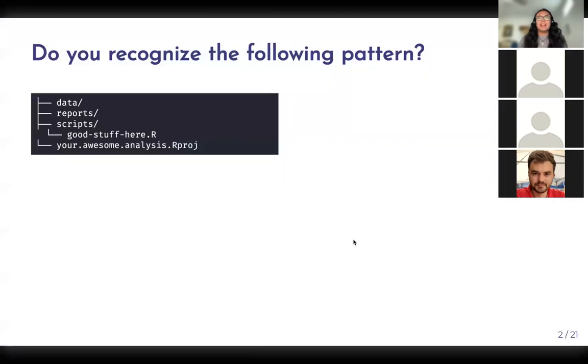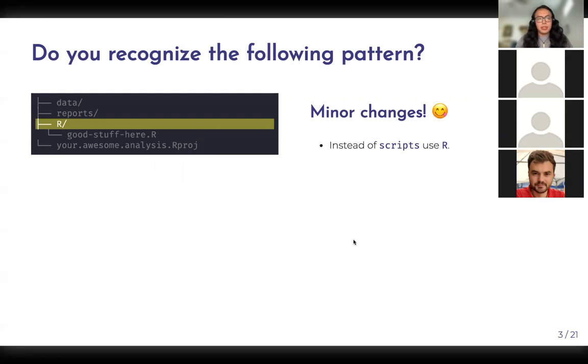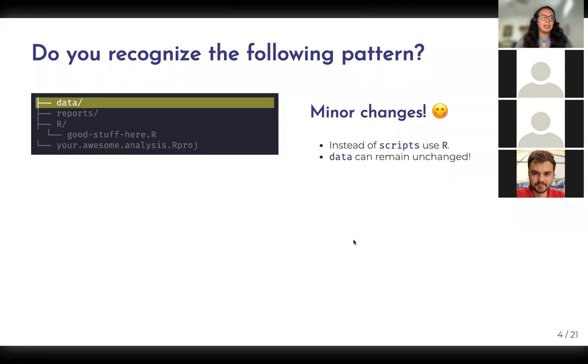So let's start. Do you recognize the following pattern? If you answer yes, that's probably because you are one step ahead of what we need to do, so you can skip this. For instance, what you need to do to create an R package is pass from this scheme to this. Instead of using a script folder, you need to use an R folder. Then what about the data? For the data folder, it can remain unchanged, which means that you don't need to worry about it.